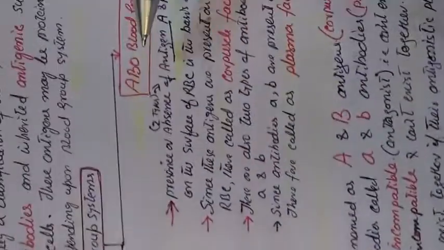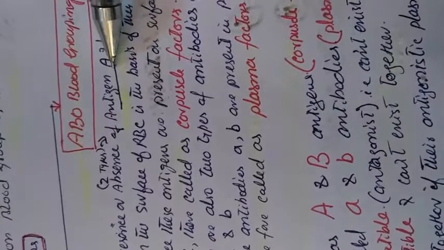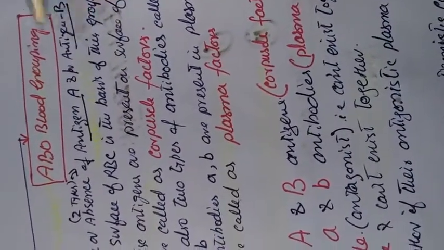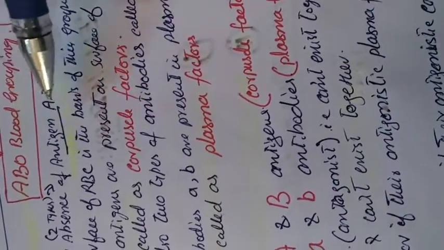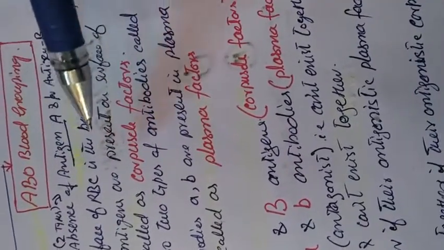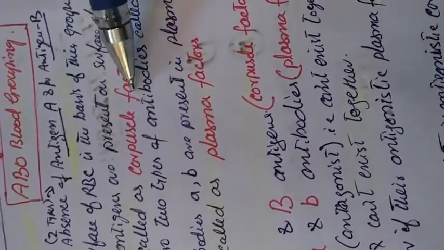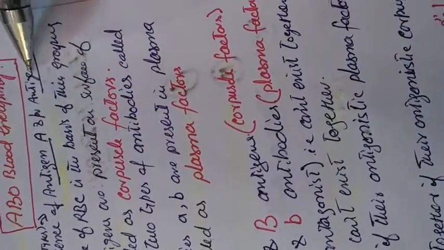Now coming to the ABO blood grouping. This ABO blood grouping is based on the presence or absence of two types of antigens, that is antigen A and antigen B, on the surface of red blood cells. Since these antigens are present on the surface of RBCs, red blood cells, they are also called corpuscle factors.